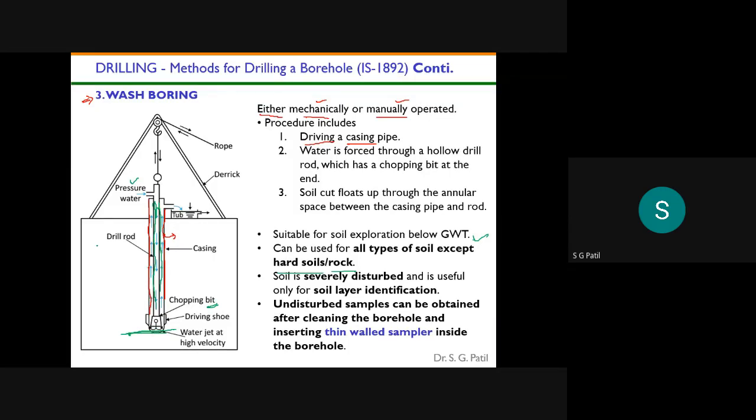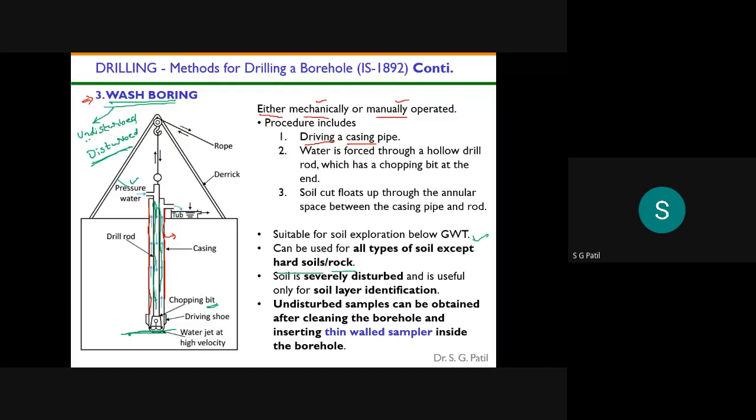Okay, so now if you remember, from the wash boring you can get undisturbed soil samples as well as disturbed soil samples. You get a disturbed sample without that sampler. Once the soil is cut and mixed with water, it will flow. It will be flushed through the annular space between the boring and the rod. Then it will be collected in some pit. There you will get a disturbed soil sample.